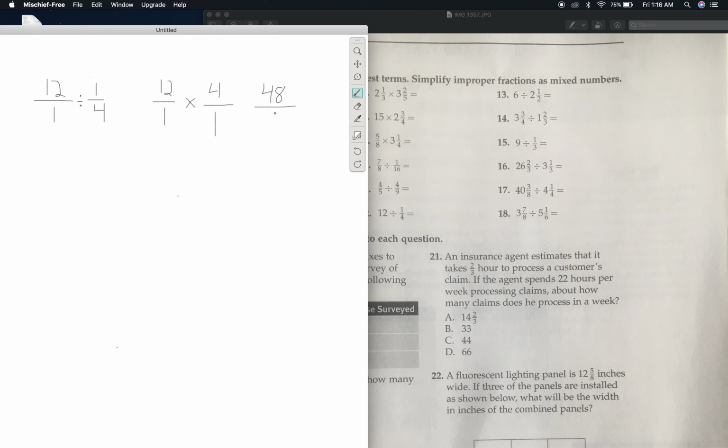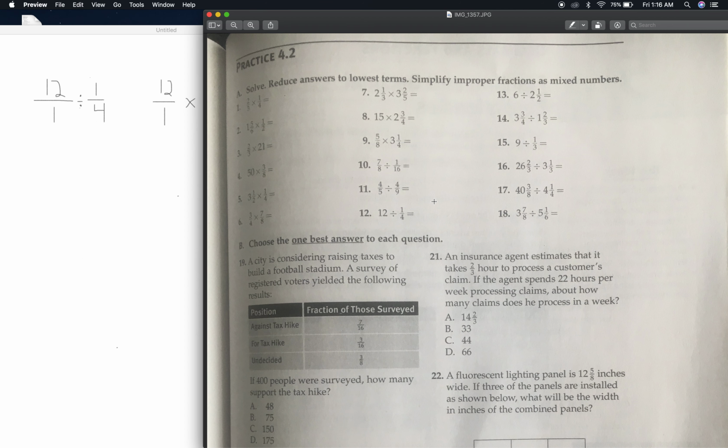1 times 1 is 1. So remember I said anytime there's a 1 underneath, the value is this number here, because it takes one piece to make a whole unit, and we have 48 pieces. So this is your answer, 48. Simple as that. So that would be your answer for number 12.